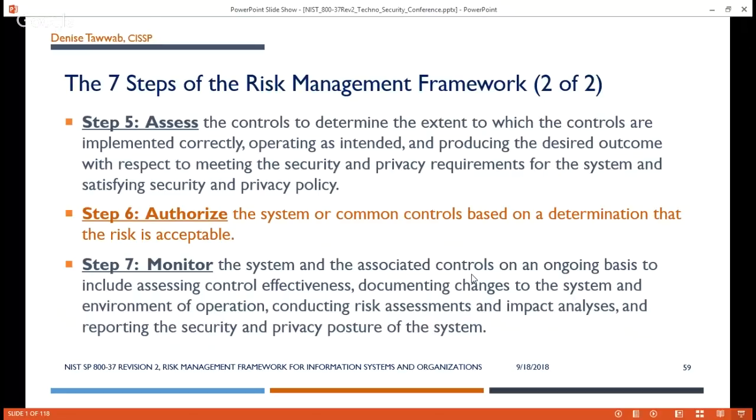And then step seven, you want to monitor the system and the associated controls on an ongoing basis to include assessing the control effectiveness. You're documenting changes to the system and to the environment of operation. You're conducting risk assessments and impact analysis, and you're reporting the security and privacy posture of the system. So that's what's involved in the monitor step.